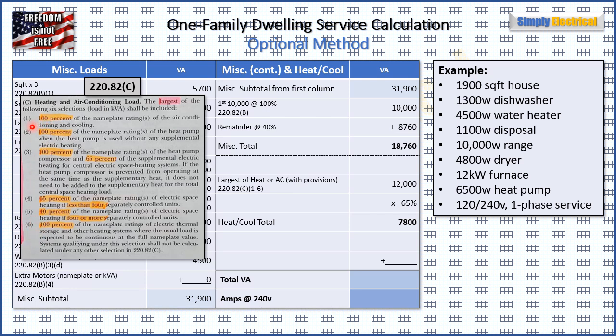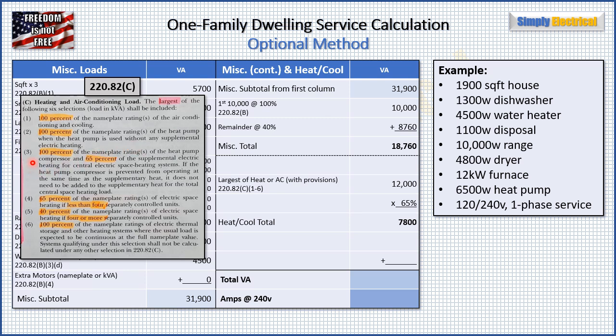Number 1, 100% of the nameplate rating or ratings of the air conditioning and cooling. Number 2, 100% of the nameplate rating or ratings of the heat pump when the heat pump is used without any supplemental electric heating. So this would be for a system that does not have any supplemental heat strips, like a furnace, say. And it's just using the heat pump solely for both heating and cooling. An example of this might be a mini split system.